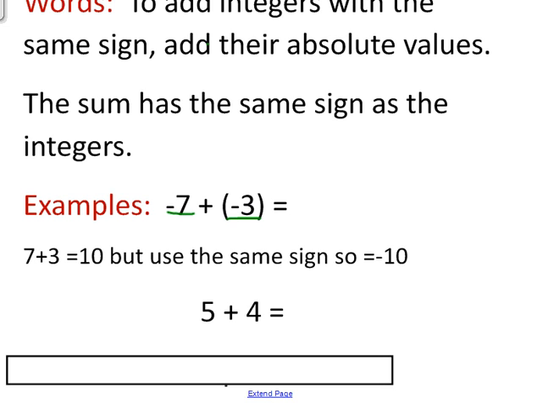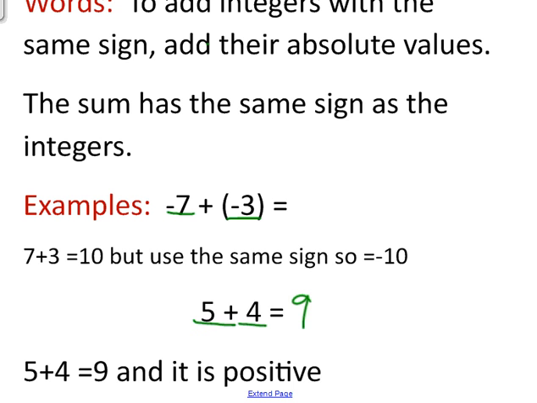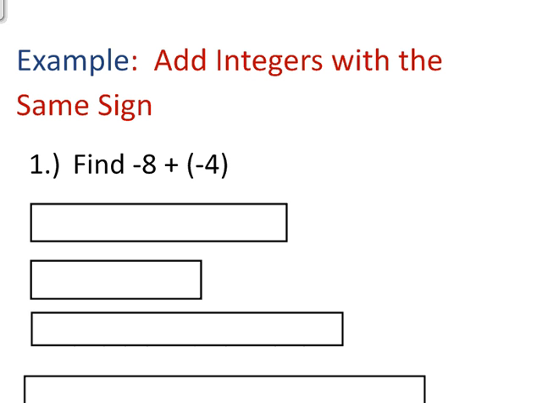Here's another one for you to work on. I have 5 plus 4. They both have the same sign, so I can simply add the numbers together, and I get 9. And I use the positive sign since both numbers were positive to begin with. Add integers with the same sign. Here's another one. They both are negative, so I can simply add them together. 8 plus 4 is equal to 12, and I use the same sign as they had to begin with, so it's a -12.